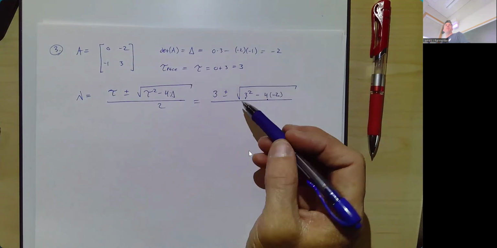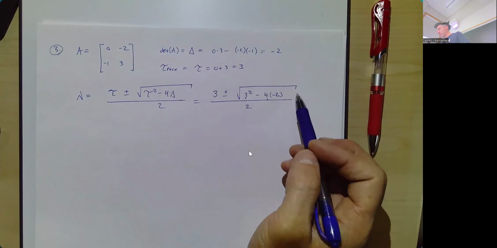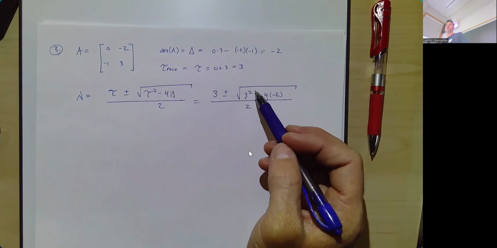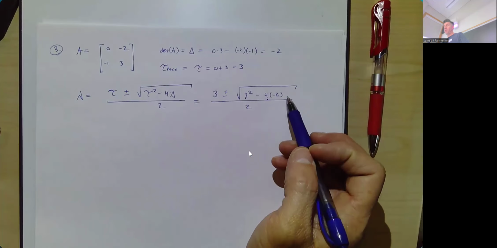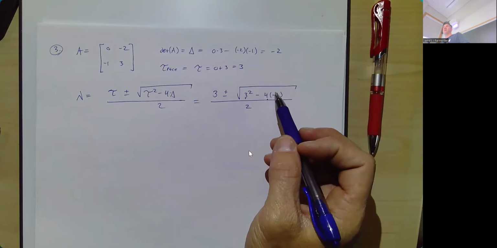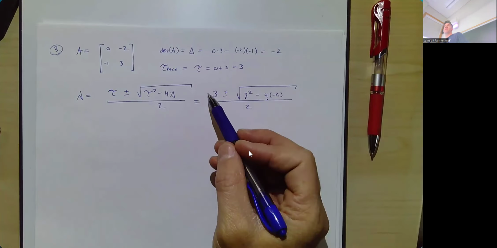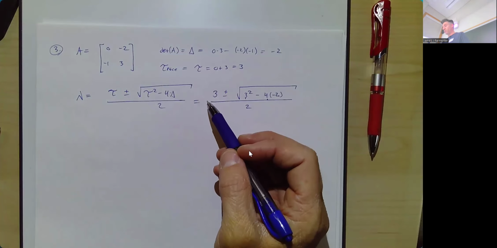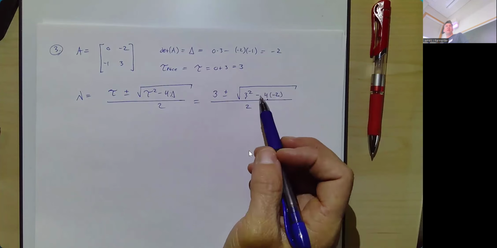The square root of 9 plus something is bigger than the square root of 9. So since this is bigger than 3, let's pretend it's 4 for a second. 3 plus 4 is positive. 3 minus 4 is negative. 3 plus a number bigger than itself is positive. 3 minus a number bigger than itself is negative. If this was a -3, it would still work. -3 plus a number bigger than itself is positive. -3 minus a number bigger than itself is negative.